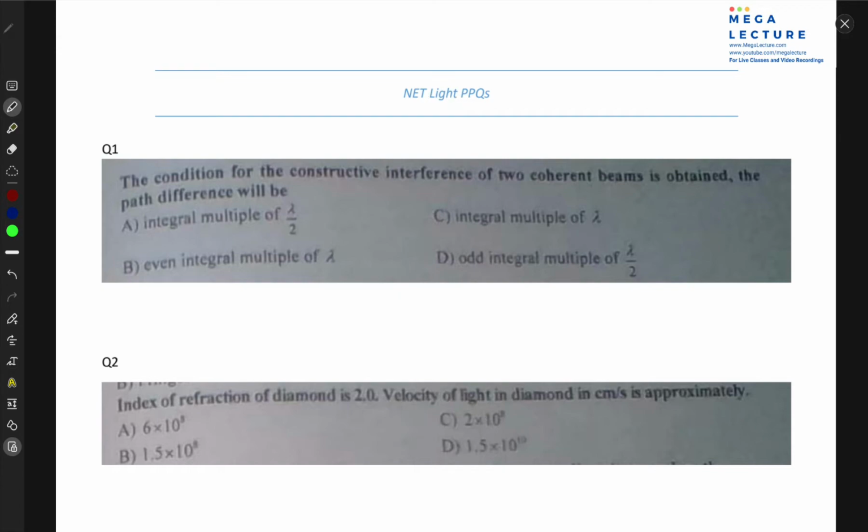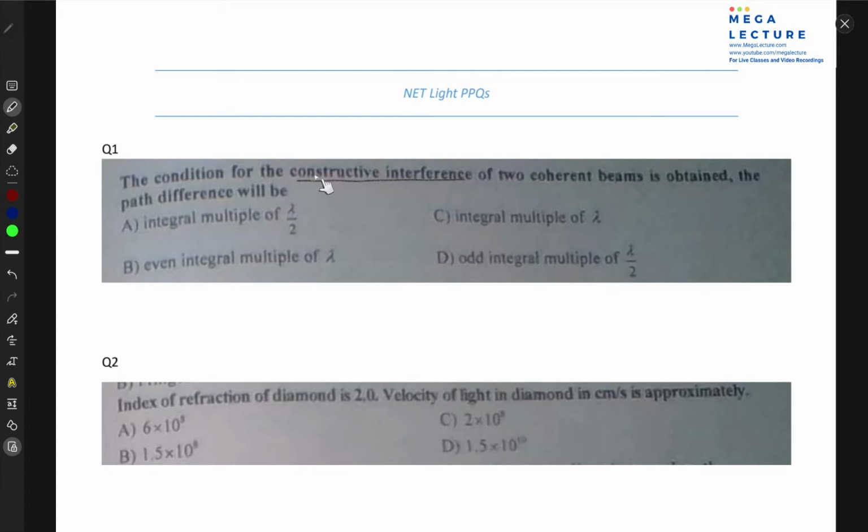Today, let's solve some of the past paper questions from the chapter of light for NET. Let's start with question number 1, which reads that the condition for the constructive interference of two coherent beams is obtained when the path difference will be. So we have some options: integral multiple of lambda by 2, even integral multiple of lambda, integral multiple of lambda, odd integral multiple of lambda by 2.